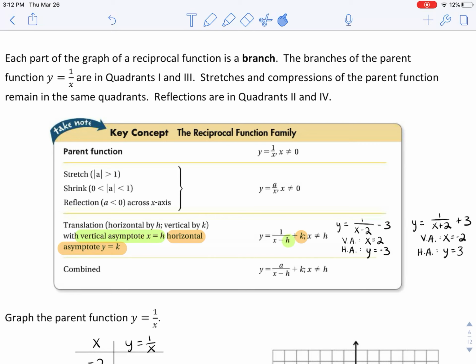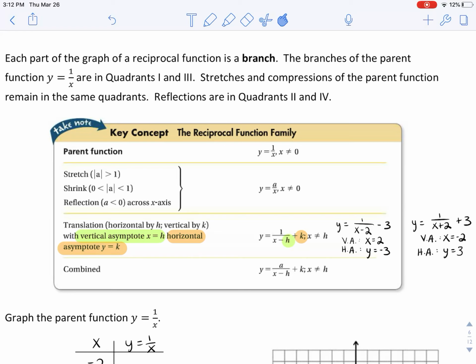If you have y equals 1 over x minus 2 minus 3, their vertical asymptote is x equals 2. You're switching that sign. And your horizontal asymptote is y equals negative 3. You keep the sign there. If it was y equals 1 over x plus 2 plus 3, your vertical asymptote would be x equals negative 2. You're switching the sign of the denominator to get your vertical asymptote. And then your horizontal asymptote would be y equals 3. So you're keeping that sign to get the horizontal asymptote.